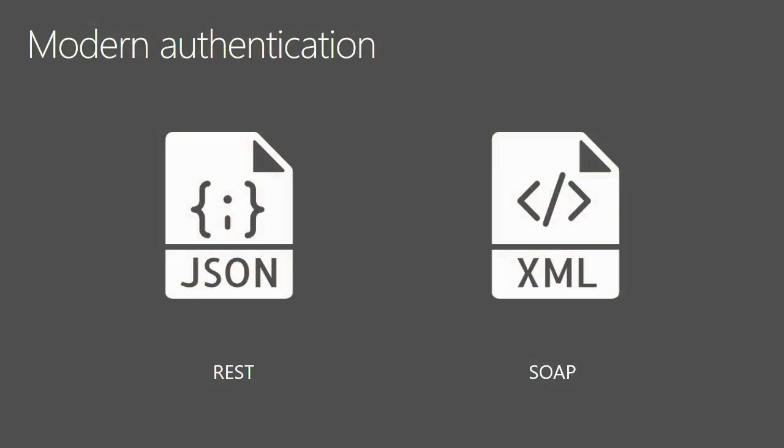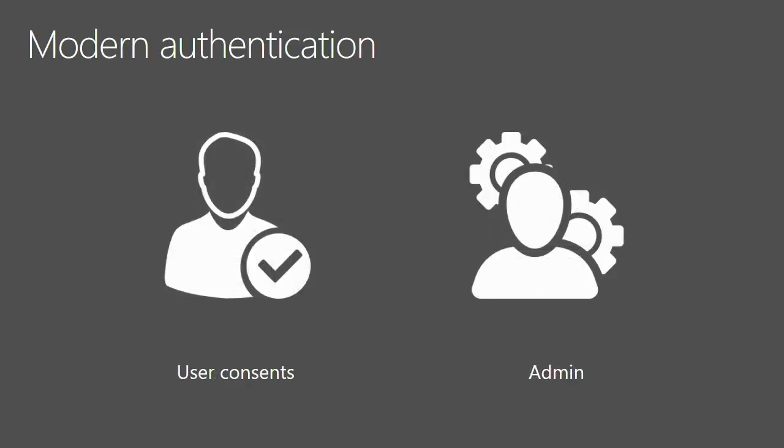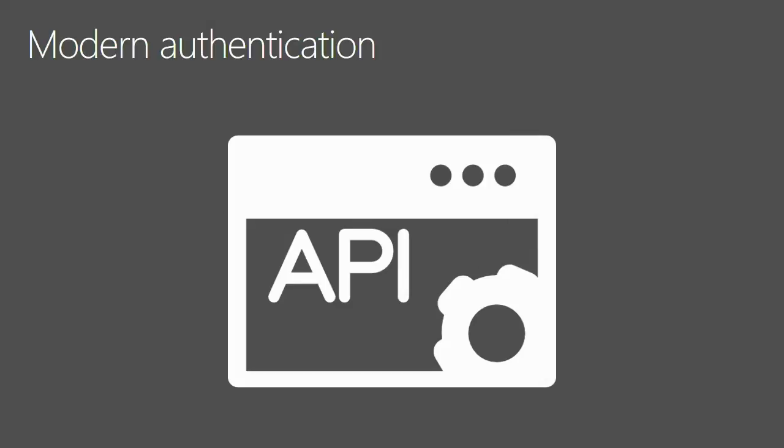Now, you saw in the key message I used the phrase modern authentication. So what is modern authentication? Modern authentication is where we're using REST APIs, which are based on JSON, rather than SOAP APIs, which are all XML. It's all about the user consenting. So you know those flows, you give permission for some of your attributes and things to be passed over, rather than an admin deciding for you.